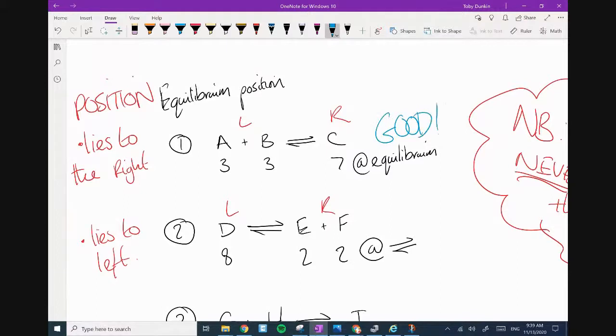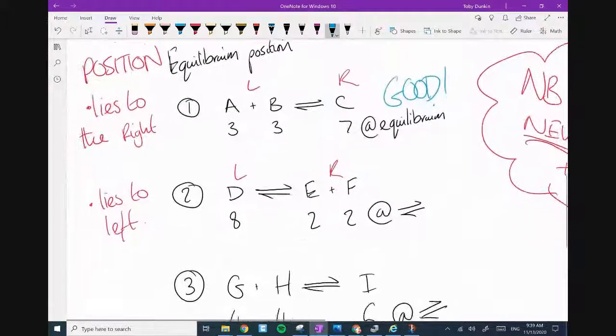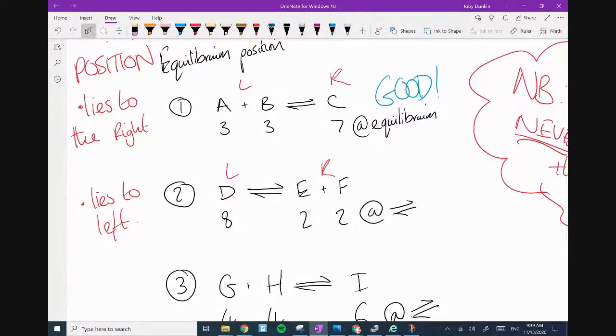So, Ashley, can you tell me why you think it's good? The answer is correct. It's a good thing. And then I'm going to ask Kieran, do you think lying to the right is a good thing? Lying to the left is bad. This is a bad thing. The question is, why? Why is it better to lie to the right than it is to lie to the left?